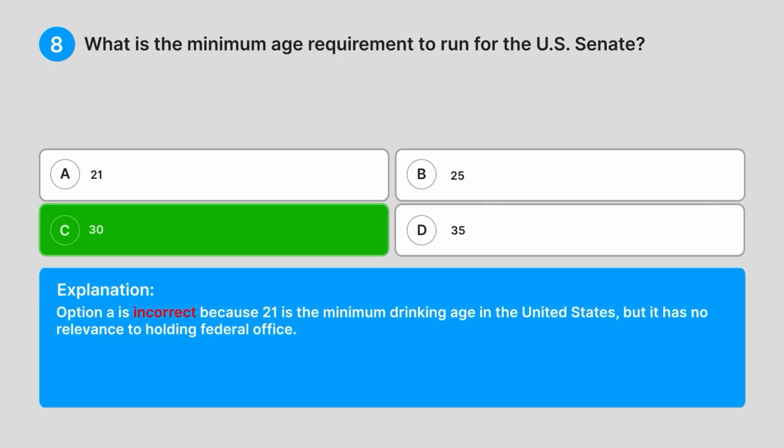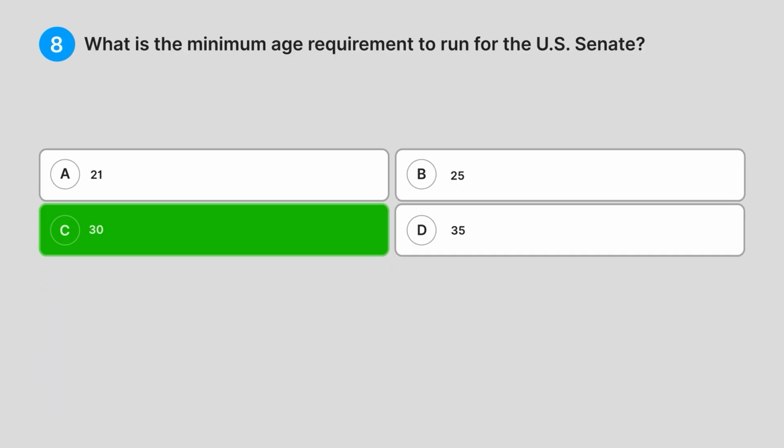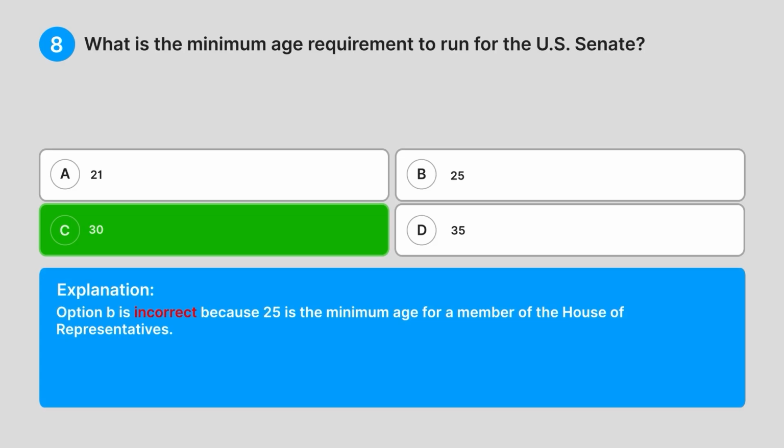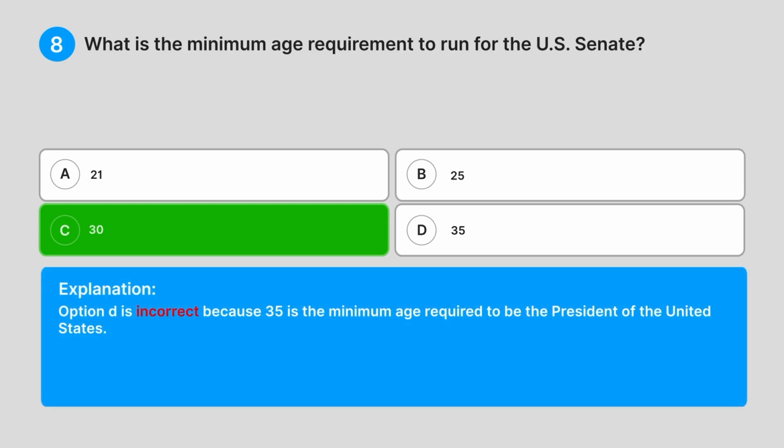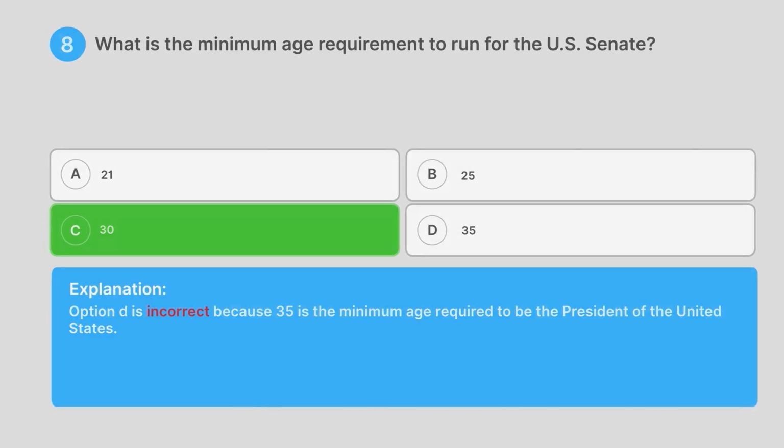Option A is incorrect because 21 is the minimum drinking age in the United States, but it has no relevance to holding federal office. Option B is incorrect because 25 is the minimum age for a member of the House of Representatives. Option D is incorrect because 35 is the minimum age required to be the President of the United States.